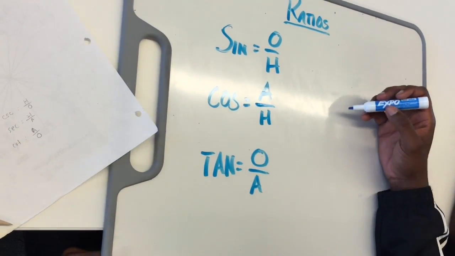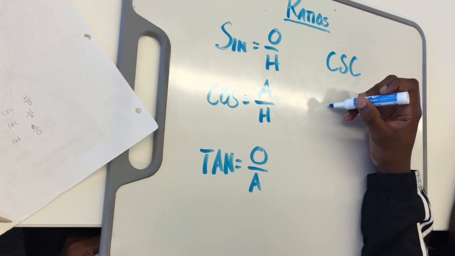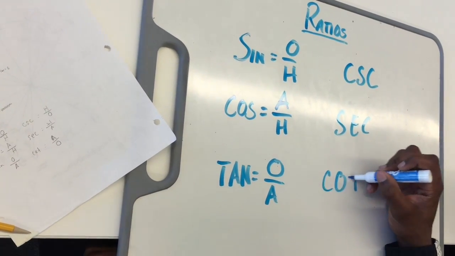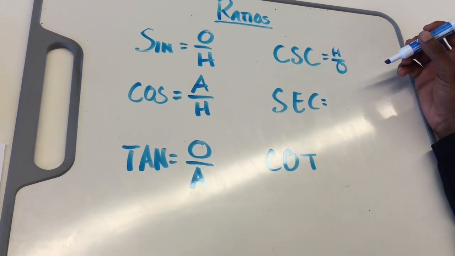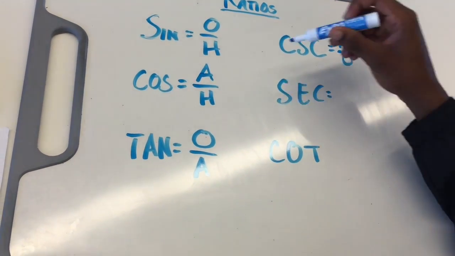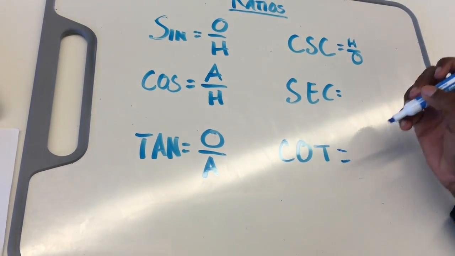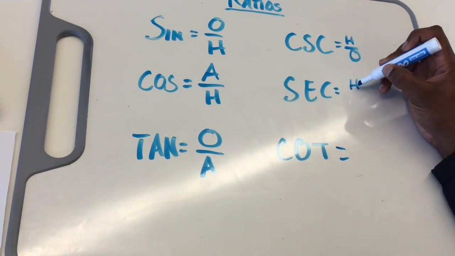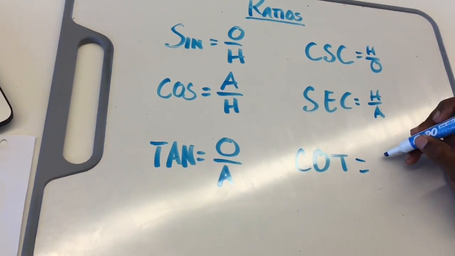And then you have cosecant, secant, and cotangent. Cosecant is the reciprocal of sine, so that means you just have to flip it. And it's the same thing for secant and cotangent. So secant corresponds with cosine, so I flip that. And cotangent corresponds with tangent, so I flip that.